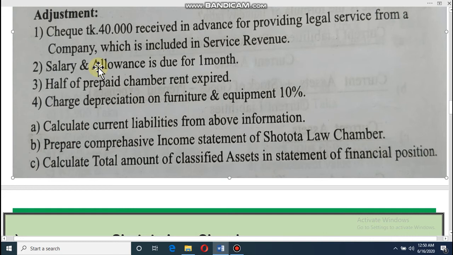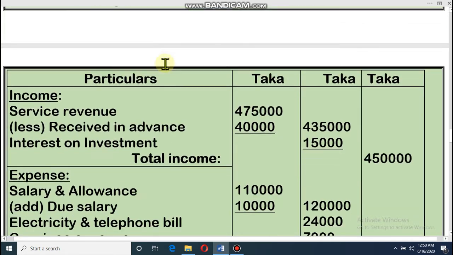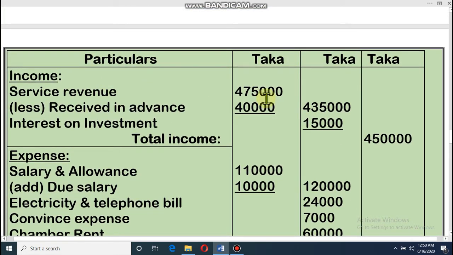Look at the adjustment. Check 40,000 received in advance. That means this money you received in advance. This is not your income. Next year it may be the income. So this will be subtracted from income. Look at the solution. Service revenue 4,75,000 and advance 40,000 will be subtracted. Then 4,35,000 is your income.